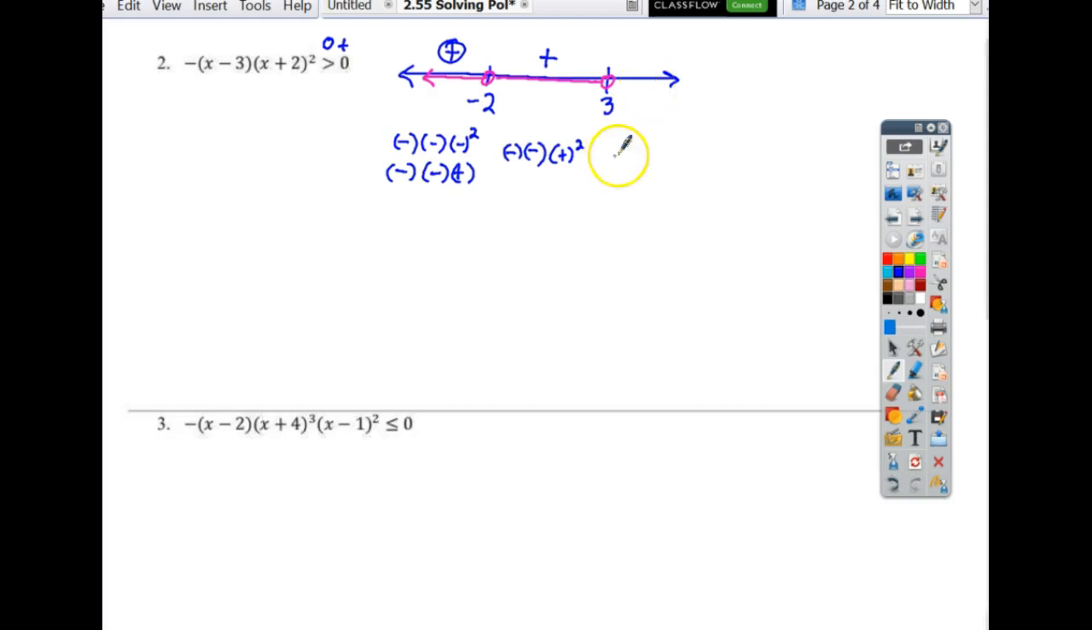So last I have to test this over here. So if I put a 4 in, I start with a negative. If I put 4 in, I get positive, and then I get positive squared. So positive, positive. So this is negative. So this does not get included. So this is how I'm going to write this. From here to here, but it's an open circle, so -2 doesn't get included. So negative infinity to -2, -2 to 3, and then not this portion over here.